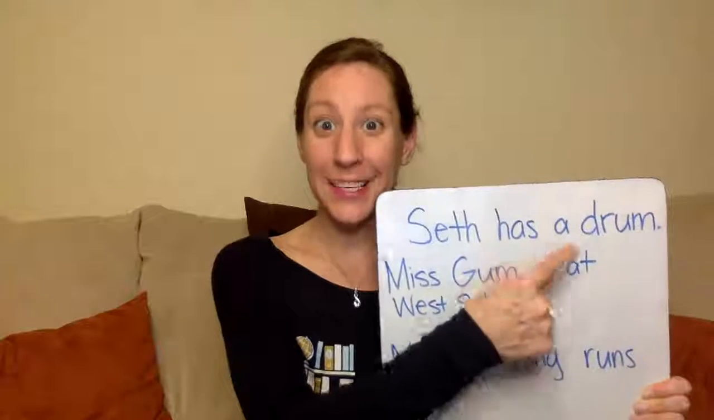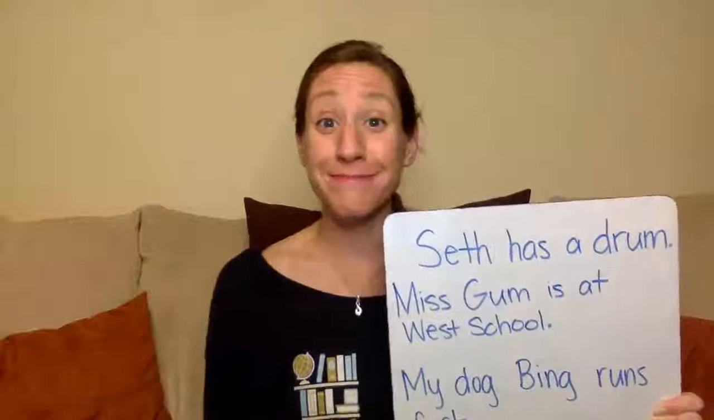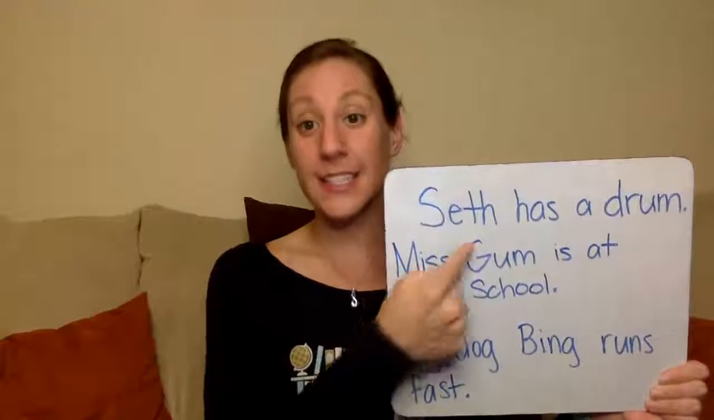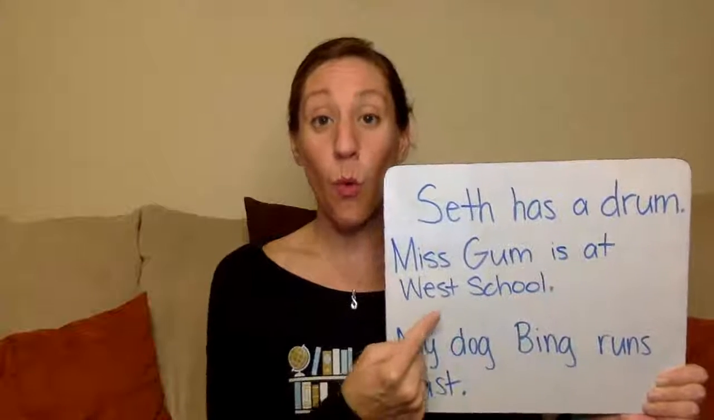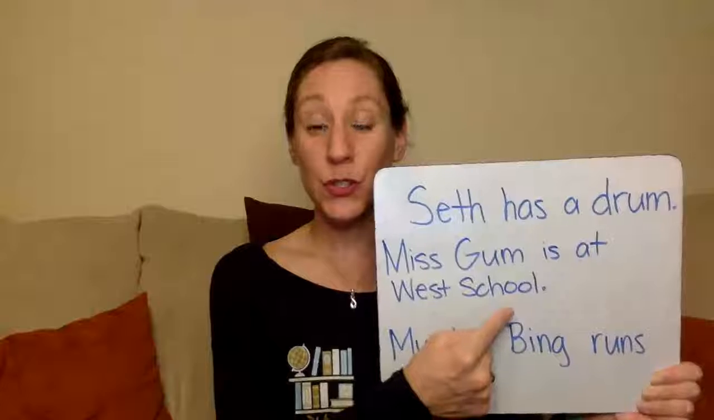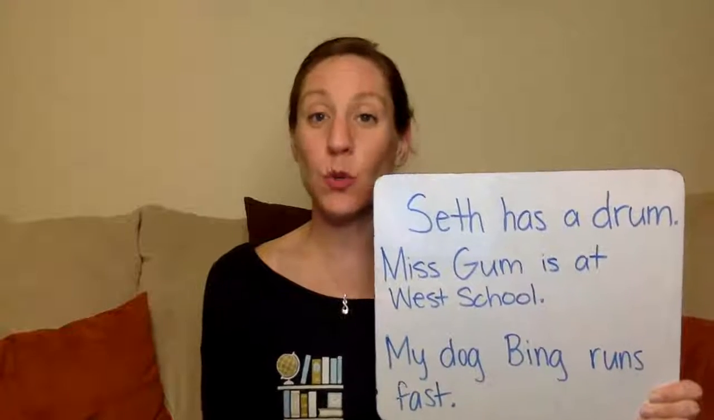Now, drum is also a noun in this sentence. It's a thing, but it's not capitalized because we're not talking about a very specific one that has a specific name. It's just a drum. Let's go to the next one. Miss Gum is at West School. Miss Gum is at West School.